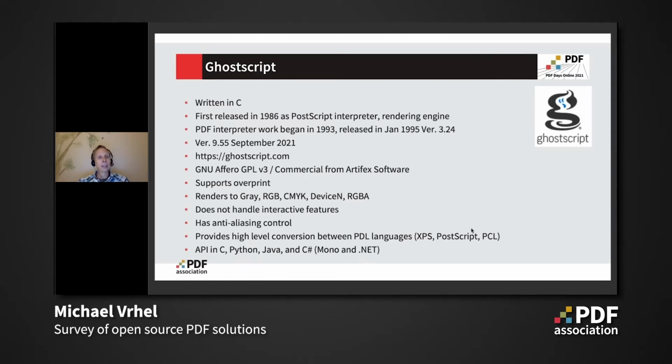Ghostscript is written in C. Ghostscript was initially released in 1986 as a PostScript interpreter and rendering engine. As I mentioned, work on the PDF interpreter began in 1993, and it was actually released in January of 1995. The current version of Ghostscript is 9.55, which was just released last month. The web address is ghostscript.com. It has an AGPL license, but it also has a commercial license from Artifex Software. So it's one of these projects that has a dual license, and there are a few of those out there.